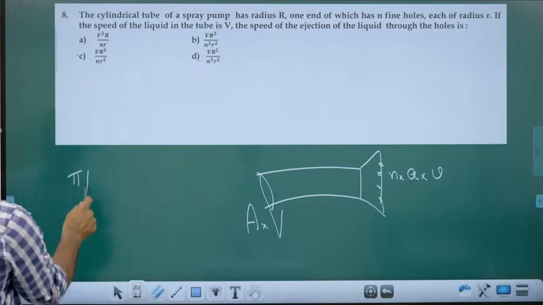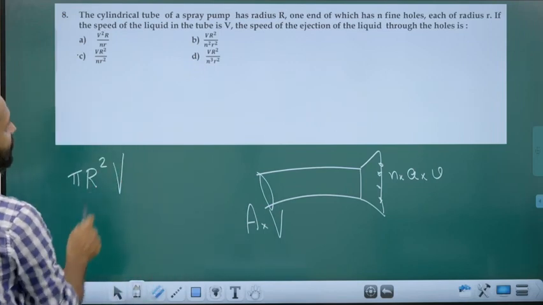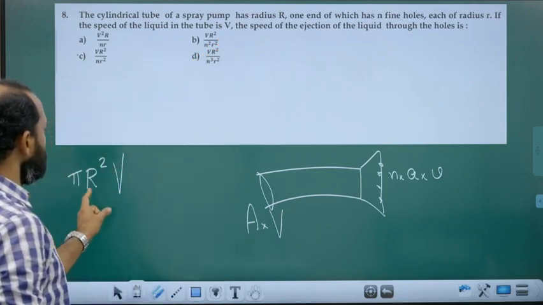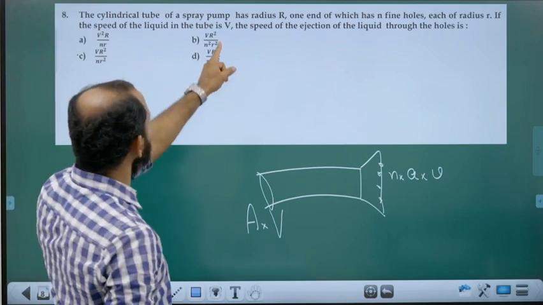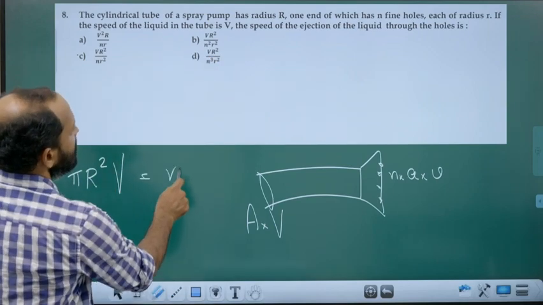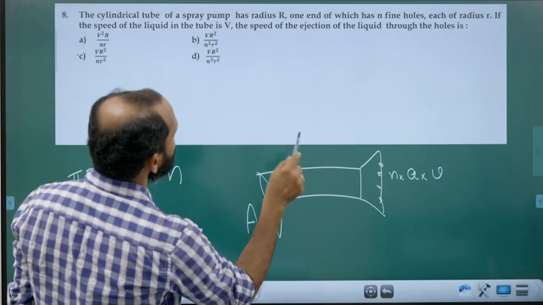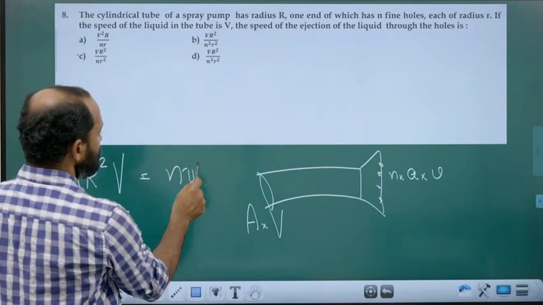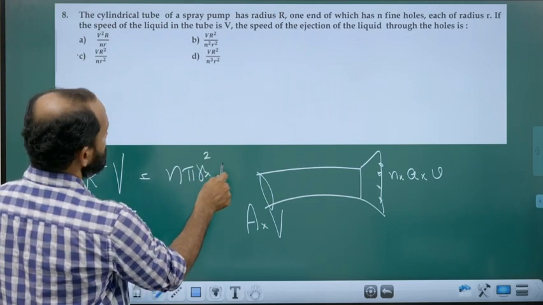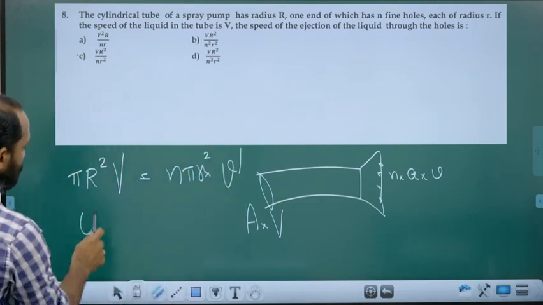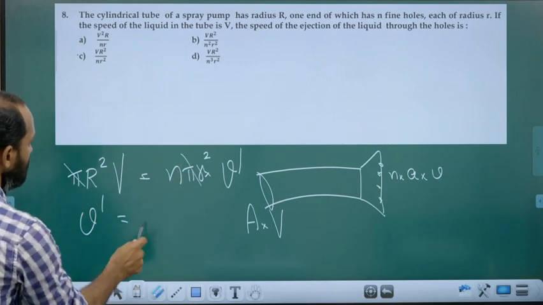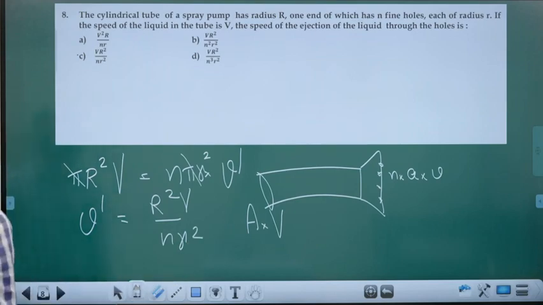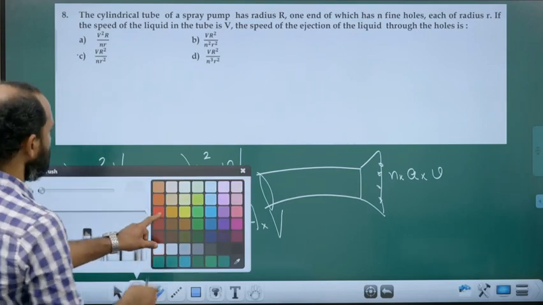What is A? That is pi capital R square into V. V is the speed, it is given. The radius of the tube is R, so its area is pi R square. The speed of liquid in the tube is V. That is equal to n times the area of each orifice. The radius of each small orifice is small r, so its area is pi r square, multiplied by its speed v dash. You can cancel pi, and v dash is R square V divided by n r square. So R square V by n r square, option C is the right choice.